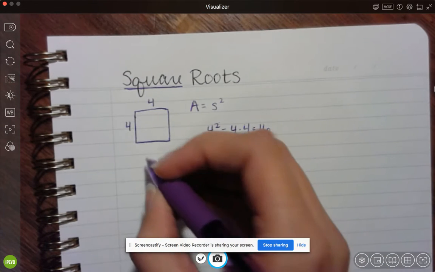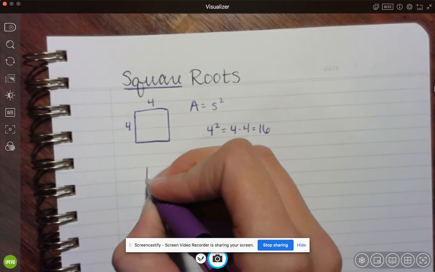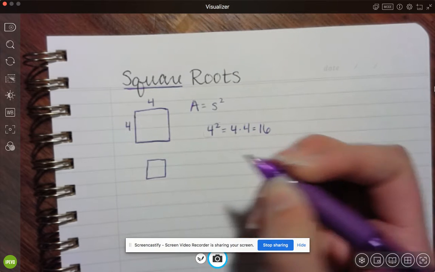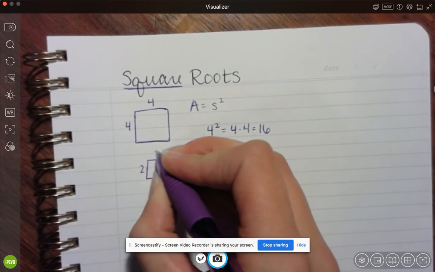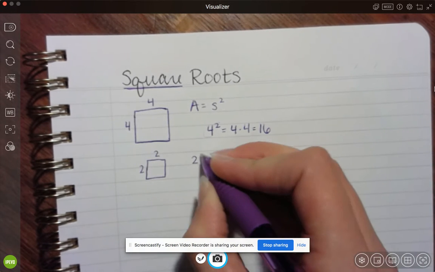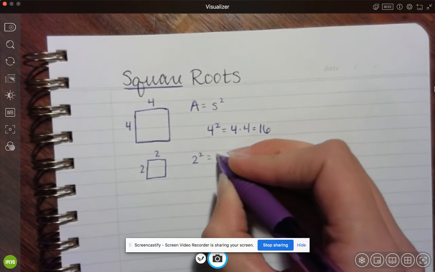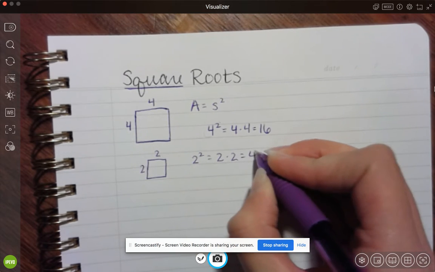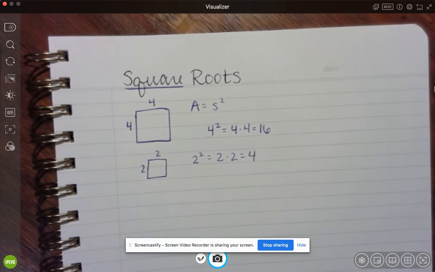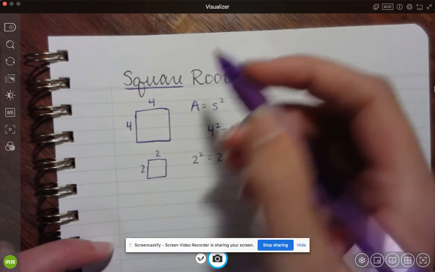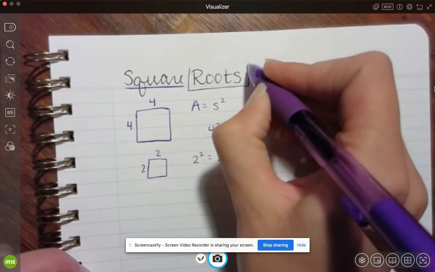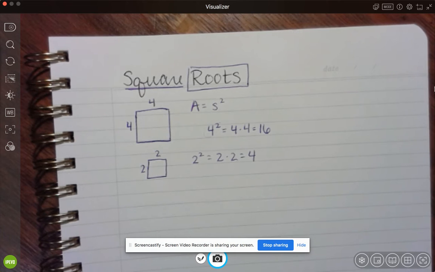So if I had another square, say this one, and it had side length 2 and 2, well, the area would be 2 squared, which is 2 times 2, which is 4. All right? So that's where squared comes from. But we're talking about square roots. So what the heck is a square root?